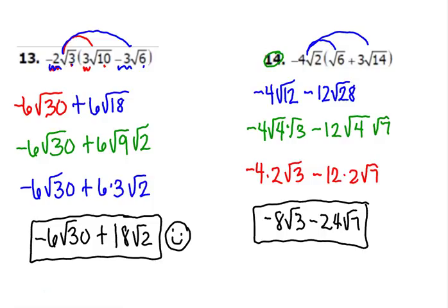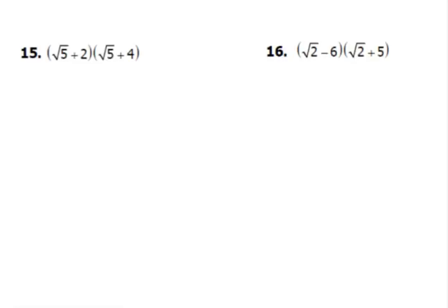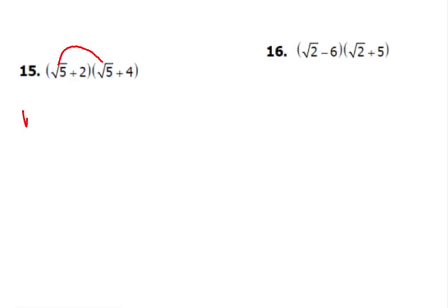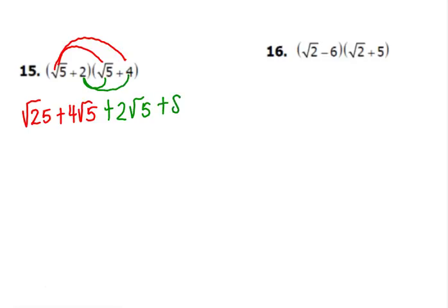So now we are going to switch gears and move on to FOIL. So just double distributing. These go by pretty quick though. All right, so I'm going to take square root 5 times square root of 5 and get square root 25. Then I'm going to take square root 5 times 4 and get 4 square roots of 5. Now we're going to multiply through our 2. 2 times the square root of 5 is just 2 square roots of 5. And 2 times 4 is plain old 8.